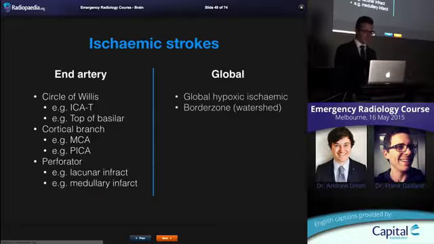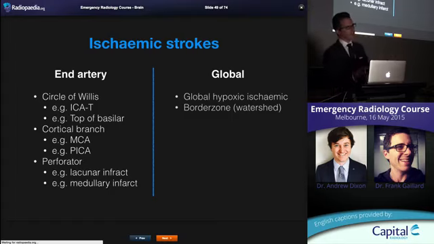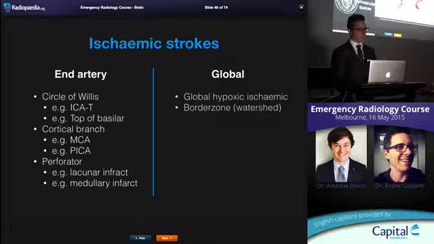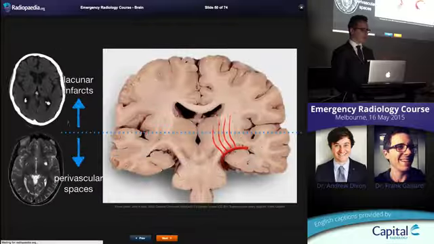Ischemic stroke. Ischemic stroke can also be divided into 2 bits. It's a very uneven division. We have global hypoxia on one side, which doesn't occur very often, and end artery. The end artery can be circle of Willis, so you can occlude the top of your ICA, for example, or the top of your basilar. It can be a cortical branch, or it can even be perforators. And the majority of end artery strokes are going to be embolic.